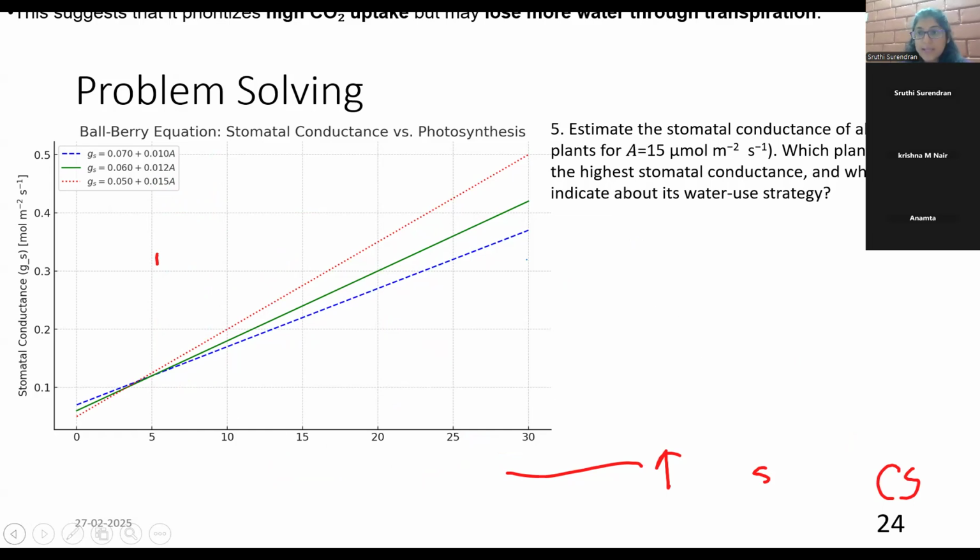So here I want you to estimate the stomatal conductance for all the three plants, or all the three lines, when the photosynthetic rate is going to be 15 micromoles per meter square per second. There is no change in the relative humidity or carbon dioxide concentration. Only the photosynthetic rate is changing. What will be the stomatal conductance values? That is what you need to find out. And what is it indicating about the water use strategy of each of the plants? Which one has the highest stomatal conductance? You can understand by this estimation.